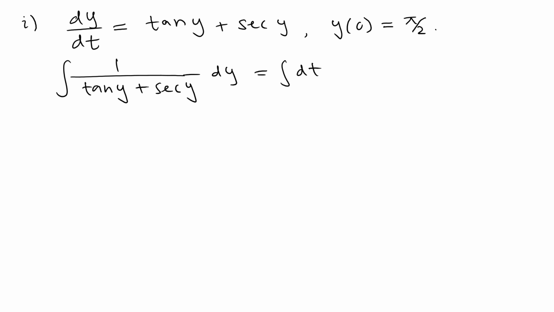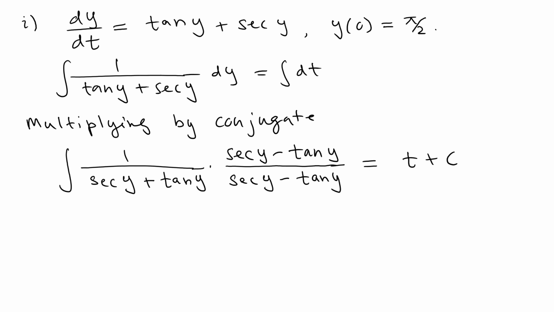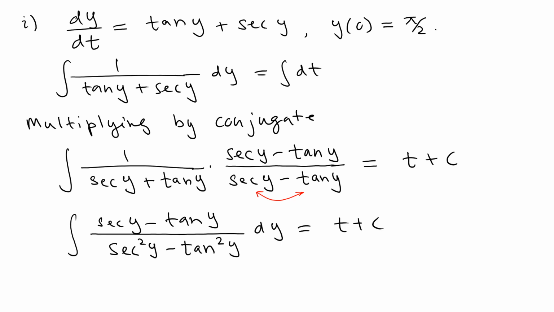Now how do we solve this problem? You can see that you need to multiply by the conjugate. So we multiply by the conjugate, and you get this. Before you use the conjugate, you can see that I have switched the terms. You will see why in the next line. Now the bottom is simply going to be, because of the difference of squares formula, this. So you get secant y minus tan y over secant squared y minus tan squared y, and you can see the bottom is simply equal to 1 using the Pythagorean identity.